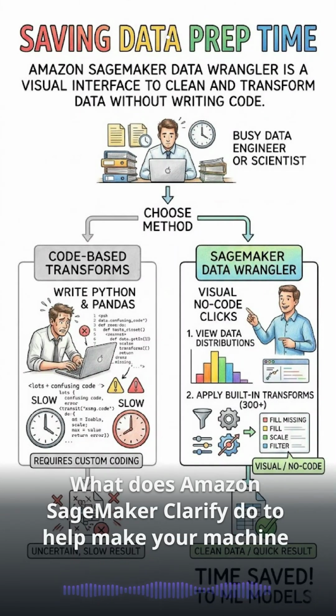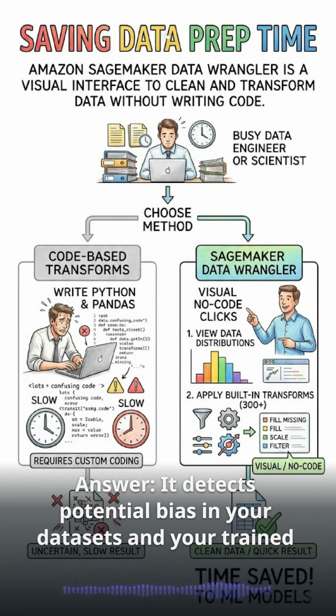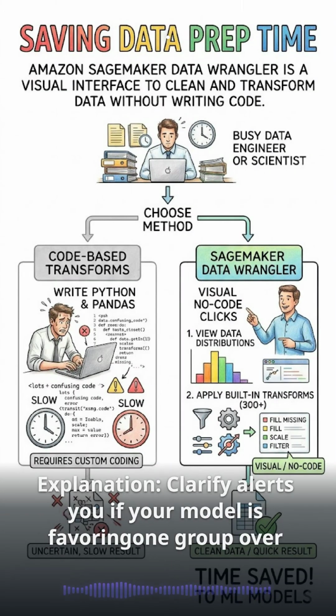61. What does Amazon SageMaker Clarify do to help make your machine learning models more fair? It detects potential bias in your datasets and your trained models to ensure fair and equal treatment. Clarify alerts you if your model is favoring one group over another, which helps you build more ethical AI.